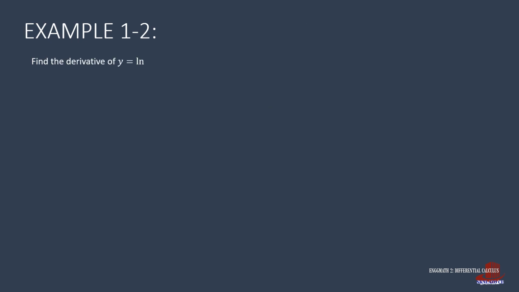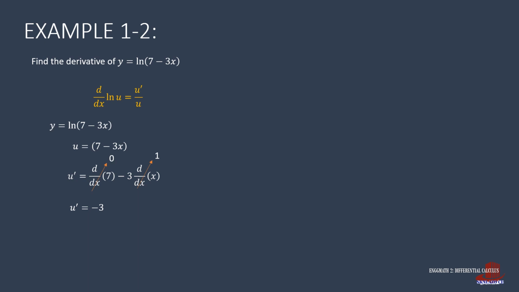The first example has the function y is equal to ln of the quantity 7 minus 3x. With the rule of u prime over u, we identify u from the function, and that is 7 minus 3x. U prime is then the derivative of 7 minus 3 times the derivative of x. The first derivative term is 0, and the second derivative term is 1, giving u prime as negative 3. Now place u and u prime in the pattern to get y prime as negative 3 over the quantity of 7 minus 3x.